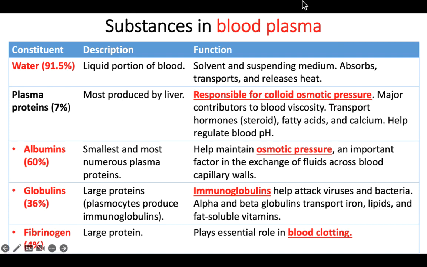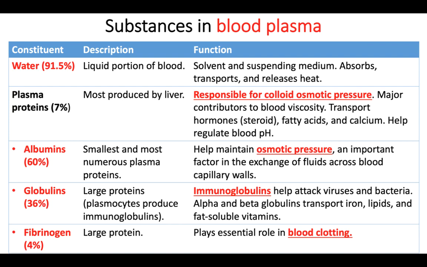So we're looking at the substances in plasma, water being 91.5% of it. And that's basically your solvent. When you learn about solutions, which blood is a solution, the most abundant molecule is called your solvent, and it's the main component of what your blood is. It's water. Then you've got the proteins. 7% of plasma is protein. Collectively, all these proteins are responsible for what's known as osmotic pressure. We're a little too early in the game to be talking about that. We're going to talk about that later in the semester.